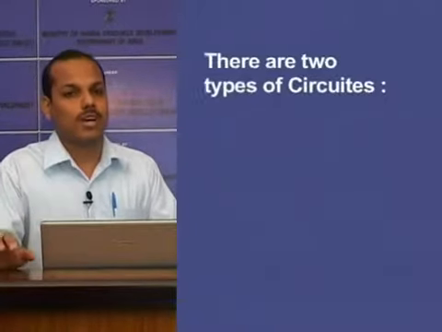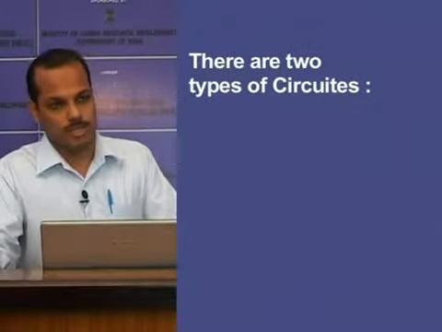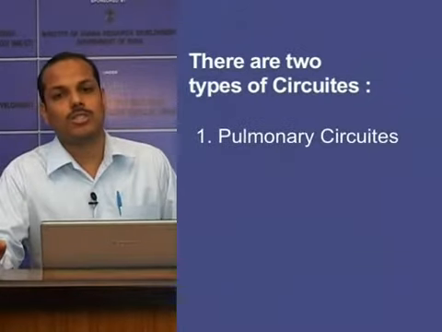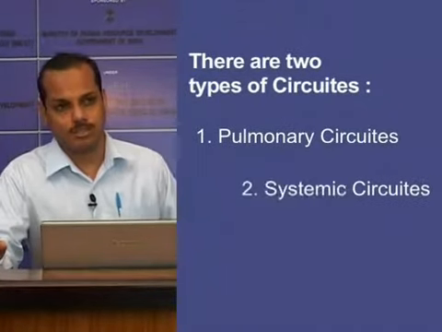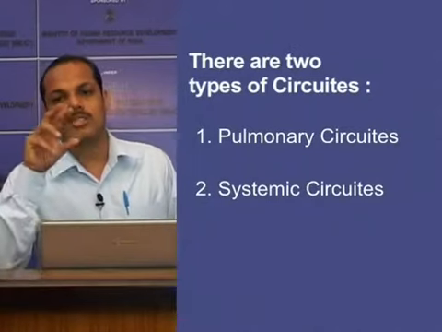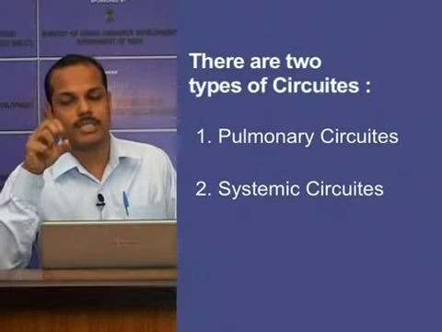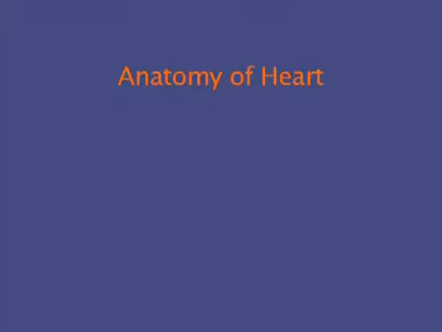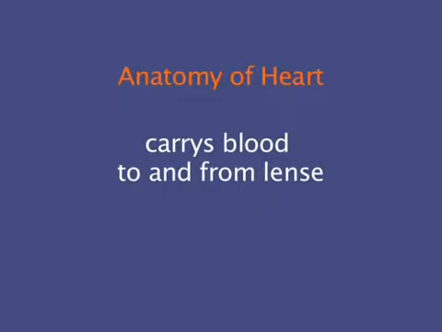Now once we see the circulation, there are 2 types of circuits attached to the heart. The first one is the pulmonary circuit, and the second one is the systemic circuit. The pulmonary circuit carries blood to and from the lungs for gas exchange, that is, the gas exchange surface of the lung.